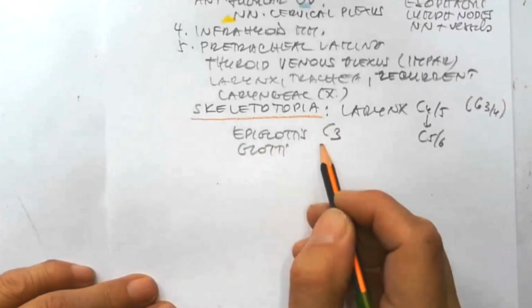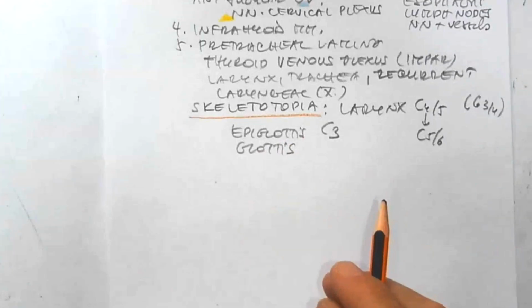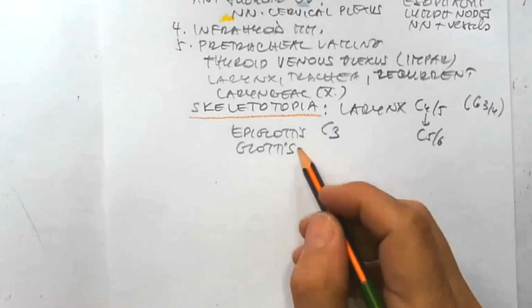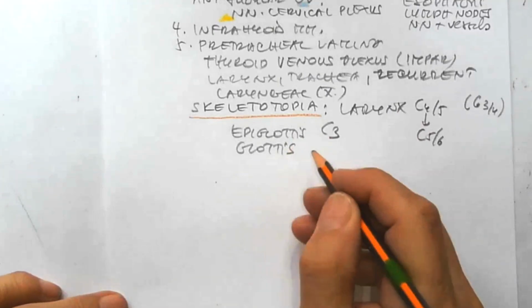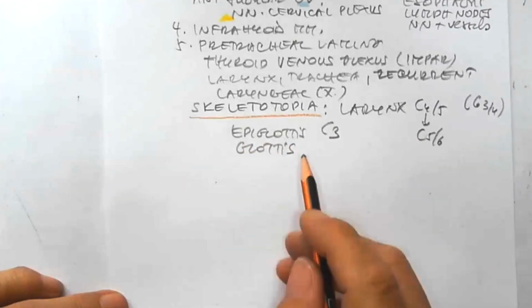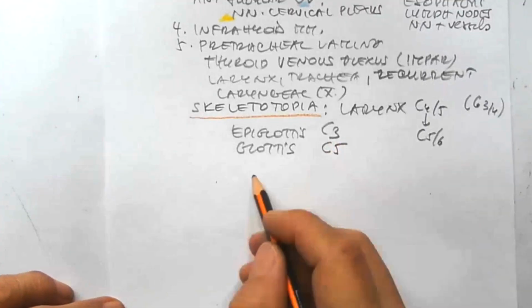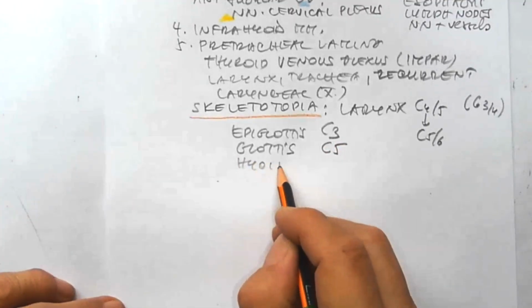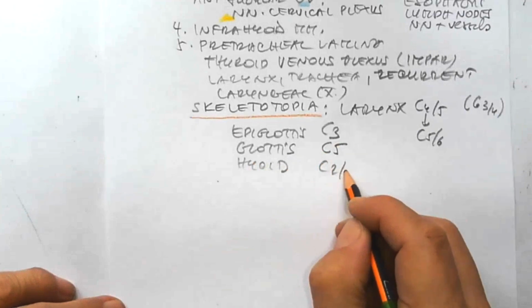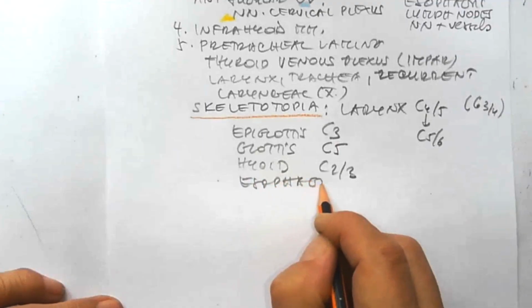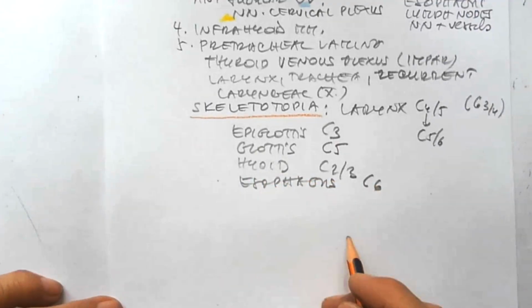Glottis is the depression bounded superiorly by the ligaments. I will draw a diagram. The glottis contains the vocal ligaments, producing the vibration of the vocal ligaments, producing the tone. So this is usually C5. Hyoid lies usually C2, C3. Esophagus, C6. No, that's it.